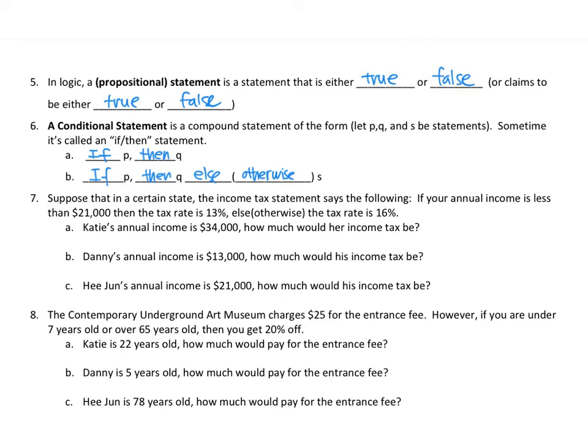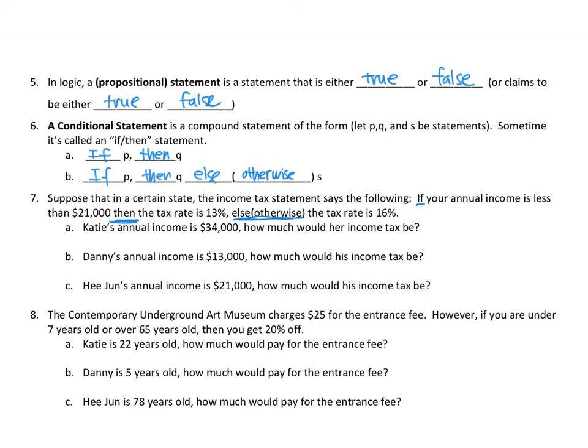Suppose that in a certain state, the income tax statement says the following: if blah blah blah, and then. So I'm going to highlight if and then. There's an if-then statement, right? So this is an example of a conditional statement. If your annual income is less than 21,000, then the tax rate is 13, and otherwise, I'm going to underline that too, the tax rate is 16. So if you make less money, you're going to have a lower tax rate. If you make more money, then you're going to have a higher tax rate, right?